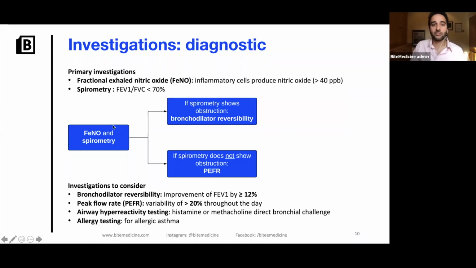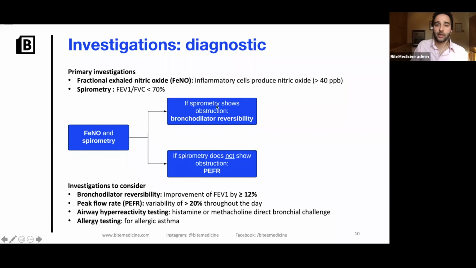Alongside that, you're going to do spirometry. And as I'm sure you know, asthma causes an obstructive picture on your spirometry with a reduced FEV1 to FVC ratio of below 70%. So you've done those two investigations. That's what we would have done with this chap.